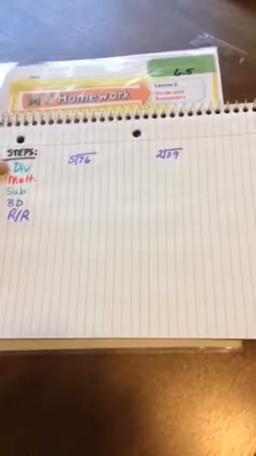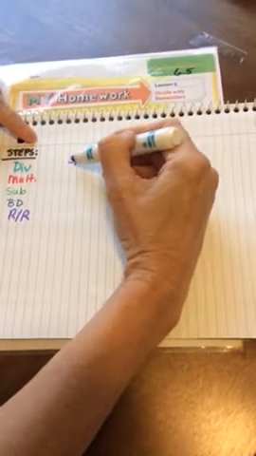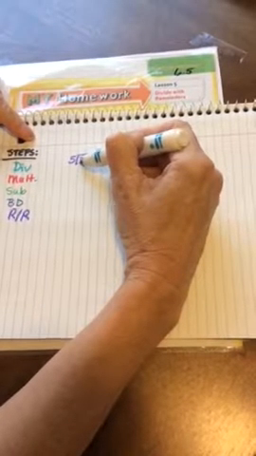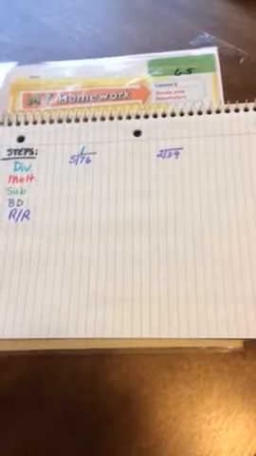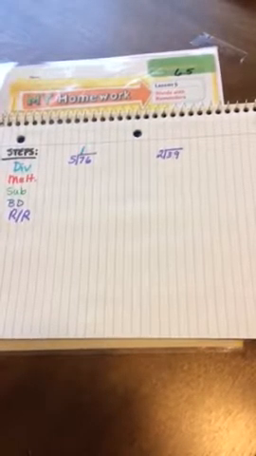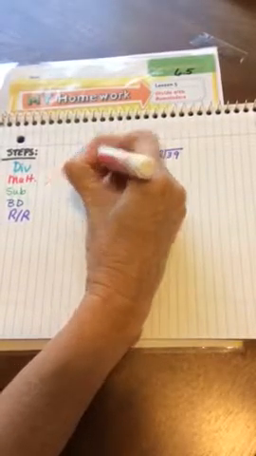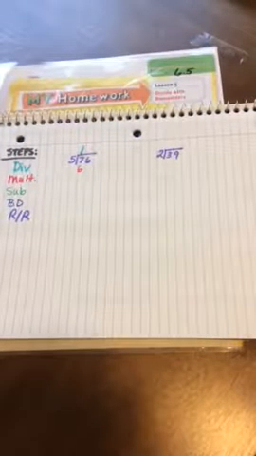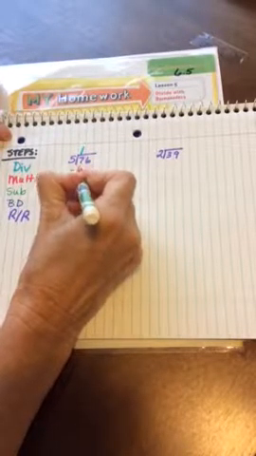Our first step is to divide. I take my 5 and see if I can fit it into that 7. I can fit it in there one time. I've divided. My next step is to multiply. 5 times 1 is 5, and I put it right underneath that 7 that I just divided. Then I subtract. 5 away from 7 is 2.